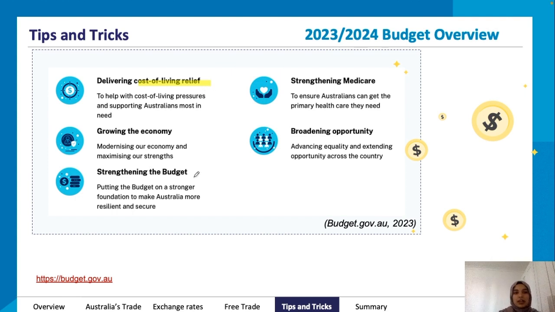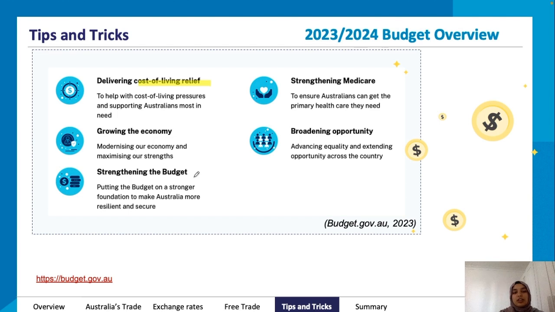So, delivering cost of living relief. We know that there is a cost of living crisis in Australia. Inflation is very high. We can see those pressures, and so the government is aiming to try and reduce some of the cost of living pressures.